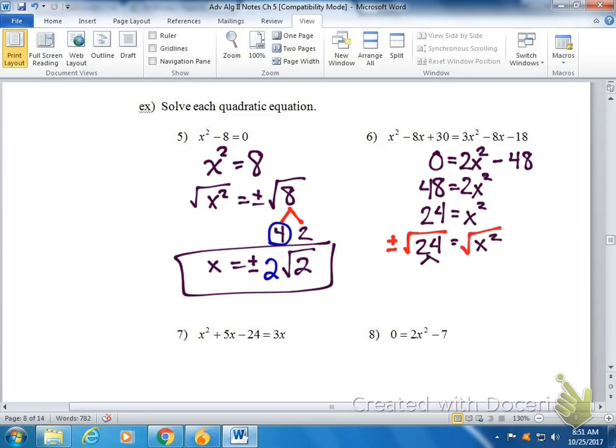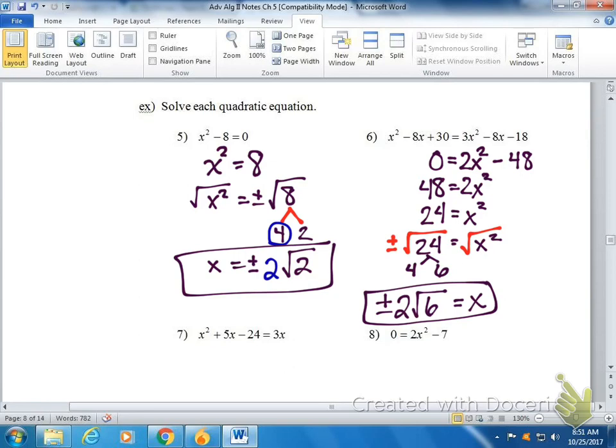And rationalize. So 24 has a perfect square of 4, and then I'm left over with a 6, which is not a perfect square root. And it's only broken up into 2 and 3. So I'm going to recognize that it's going to be plus or minus, well, square root of 4 is 2, times the square root of 6. That's what x is.